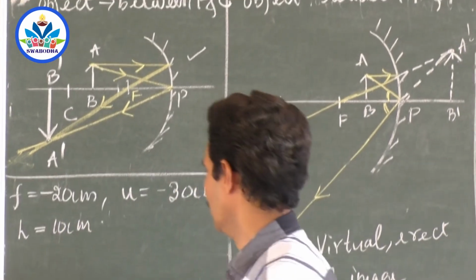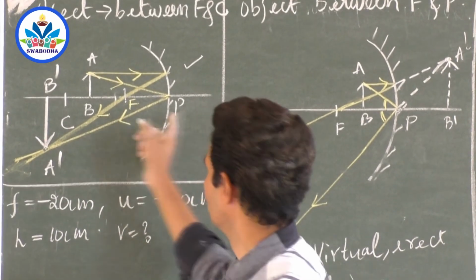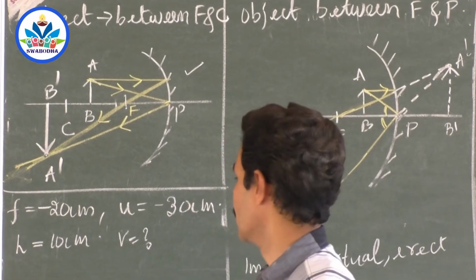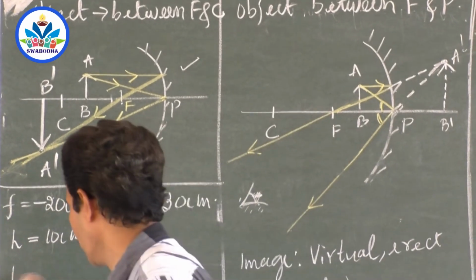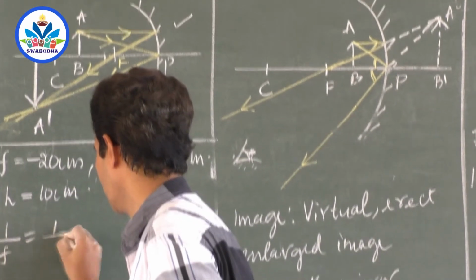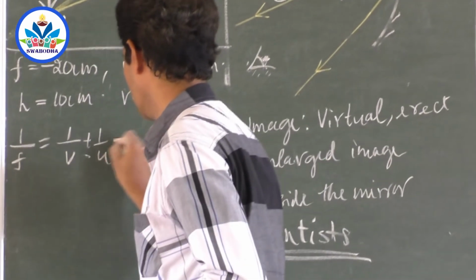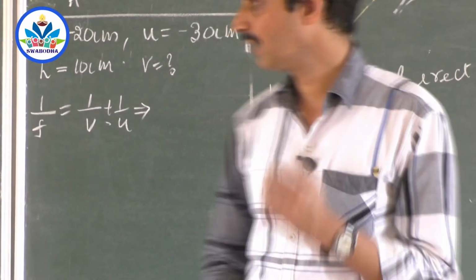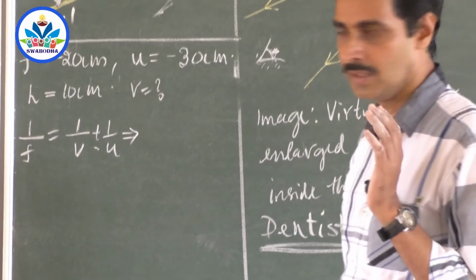We will analyze this. Where is the image? You know that the image should be beyond C. Beyond C in the sense you should get more than a 40 answer, right? So let us substitute. 1 by F is equal to 1 by V plus 1 by U. So you keep on writing. Hope you are writing along with me. That's very, very important. Otherwise these things are very useless.